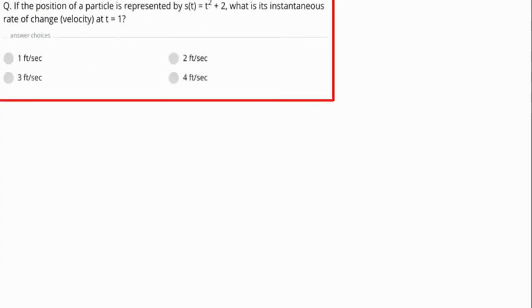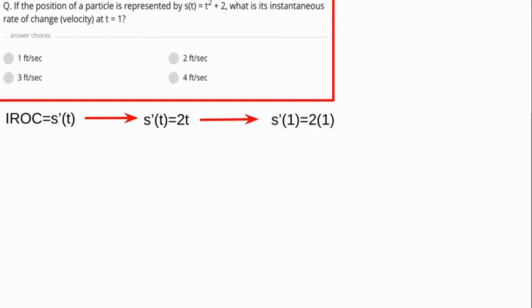First multiple choice. If the position of a particle is represented by s of t equals t squared plus 2, what is its instantaneous rate of change at t equals 1? So the first thing we want to do is take the derivative of s of t, which will give us s prime of t equals 2t, and then it says at t equals 1, so we're going to plug in 1, which will leave us with 2 feet per second.